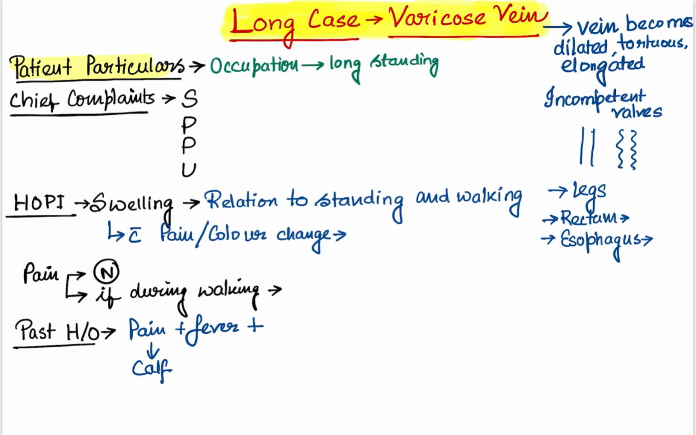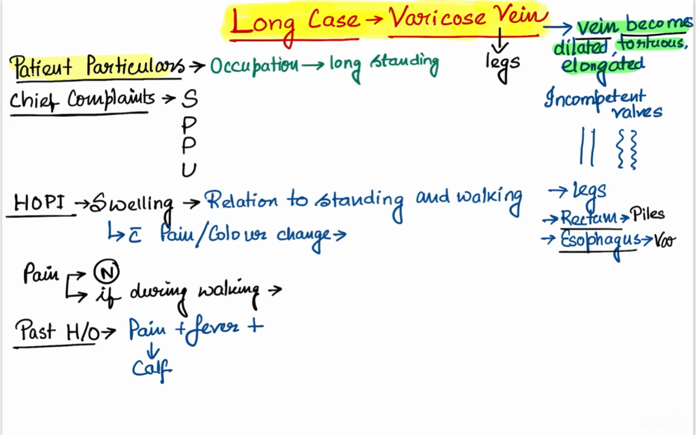Now, what are the chief complaints the patients will present with in case of varicose vein? For this reason, we have to first know what is varicose vein. If the veins become dilated, tortuous, and elongated, then it is called as varicose veins. Varicose veins seen mainly in the legs. Also, it is seen in rectum and esophagus. In rectum, we called it as hemorrhoids or piles.